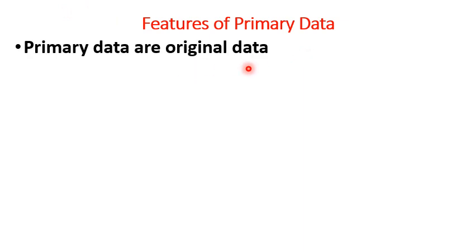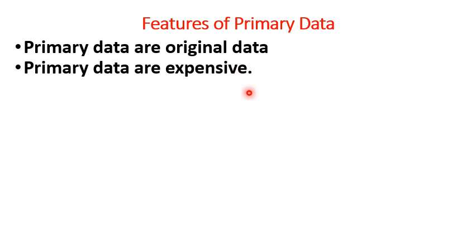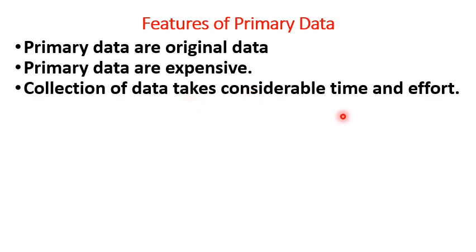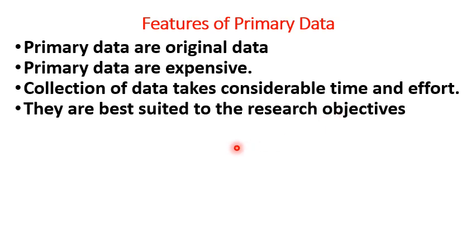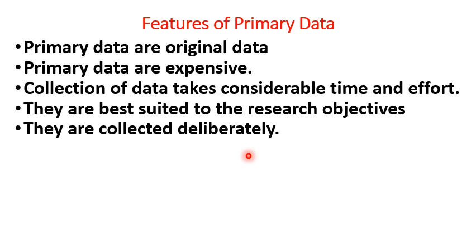What are the features of primary data? Primary data are original data collected by the researcher for his purpose. Primary data are expensive. Collection of primary data needs a lot of money. Collection of primary data needs considerable time and effort. They are best suited to the research objective because it is collected as per the requirements of the research. They are collected deliberately. That means they are collected consciously and intentionally.